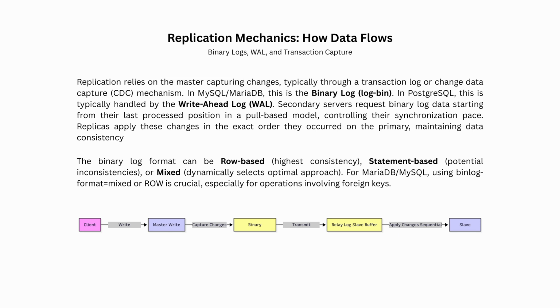The slave connects to the master using a dedicated replication user. It then continuously pulls the log data, tracks its position, and stores it locally in a relay log before applying the updates. This relay log acts as a buffer, preventing performance differences between master and slave from causing replication lag to cascade. The multi-threaded application capabilities in modern systems allow parallel processing of transactions, further improving throughput.